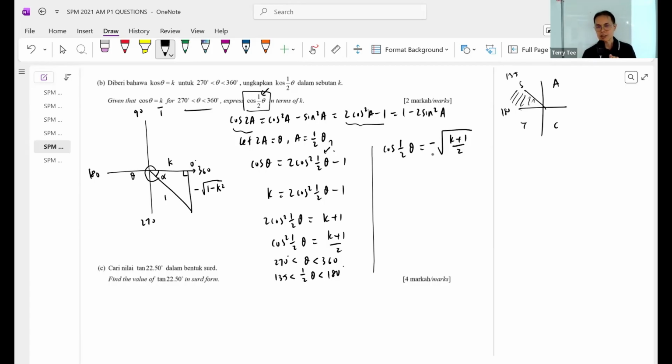So be sure you add a negative here. When you square root, don't put plus minus. Just take the negative value, right? So cos half theta is negative square root of k plus 1 over 2. Sorry, you don't really need to draw this. I drew this anyway, starting from here, but you don't need the triangle. You can just solve it this way without the triangle.